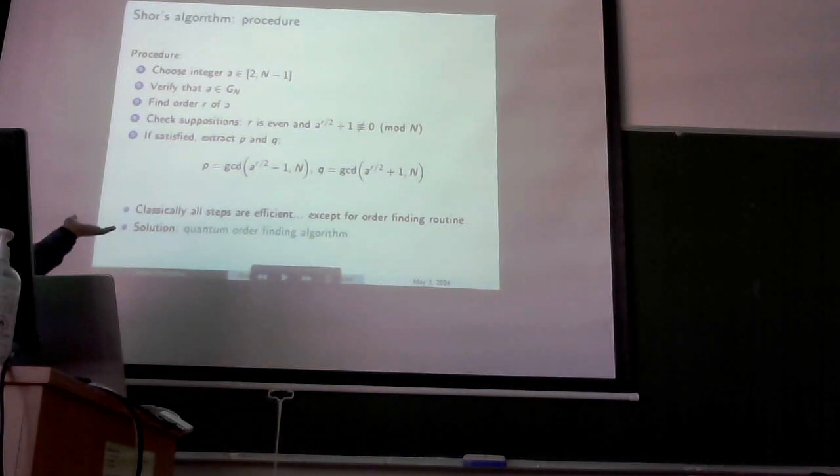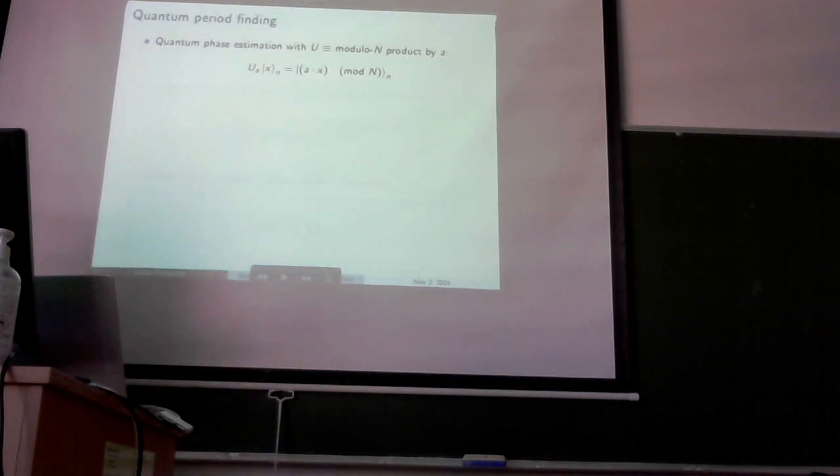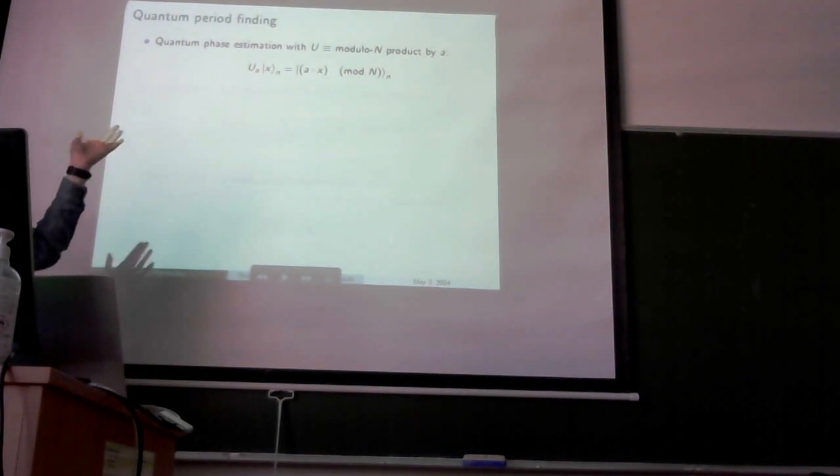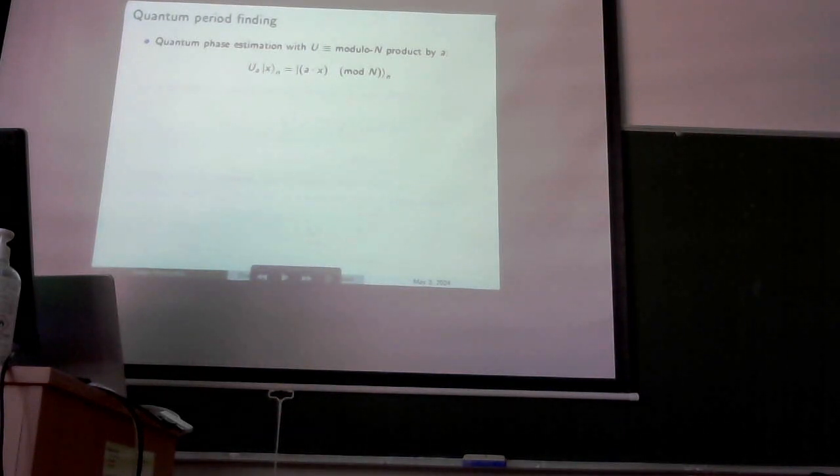So the idea is to discuss the quantum order finding algorithm, or it is also called the quantum period finding algorithm. Period and order are the same thing. So how does this algorithm work? Well, the idea is simple. It is just to apply quantum phase estimation where the unitary performs modular multiplication by a modulo n. This is going to be the idea.